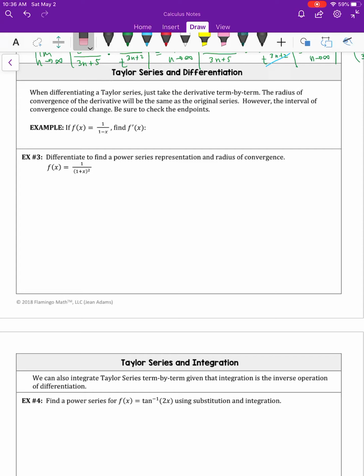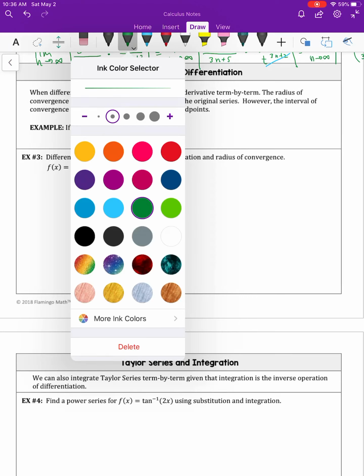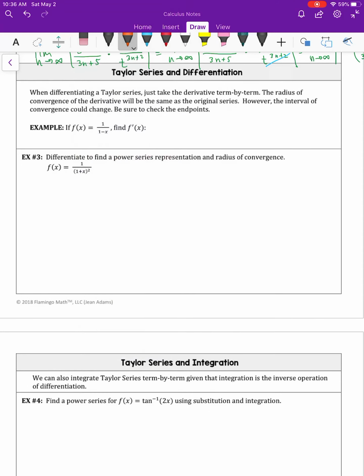Okay, part 2 for this lesson 10.5. When differentiating a Taylor series, just take the derivative term by term. The radius of convergence of the derivative will be the same as the original series. However, the interval of convergence could change. Be sure to check the endpoints.